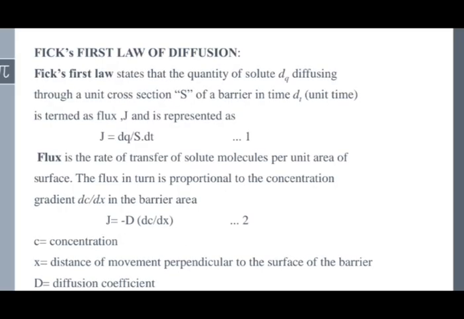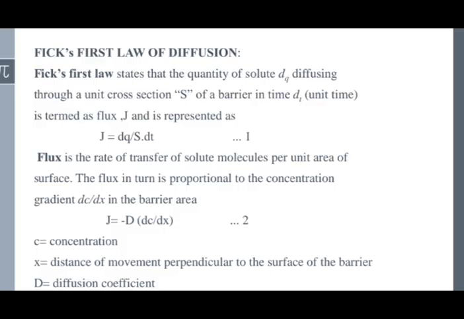Fick's first law of diffusion. Fick's first law states that the quantity of a solute diffusing through a unit cross section of the barrier in time t is termed flux and is represented as J equal to dQ by S dot dt. Flux is the rate of transfer of solute molecules per unit area of the surface.